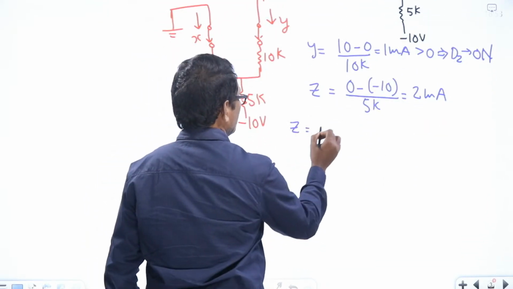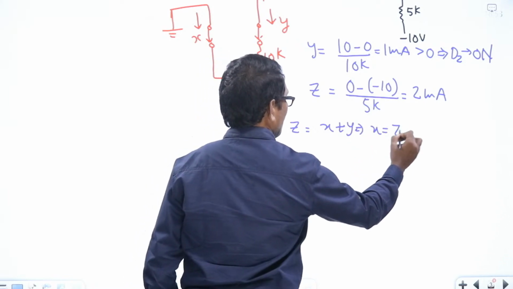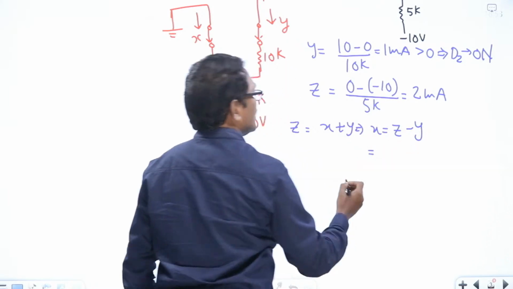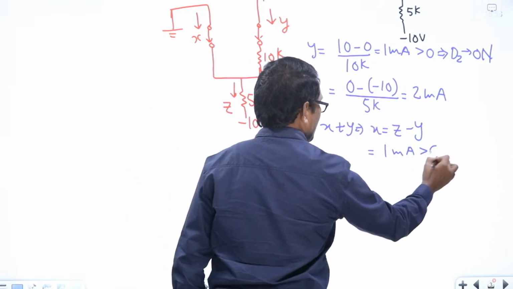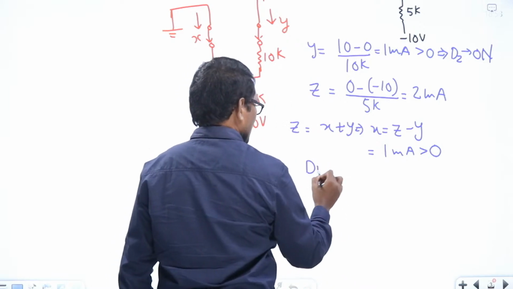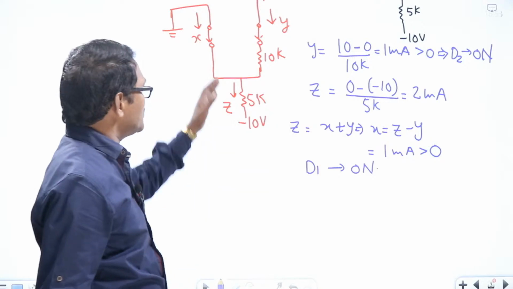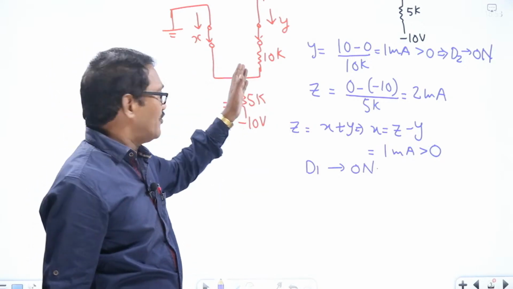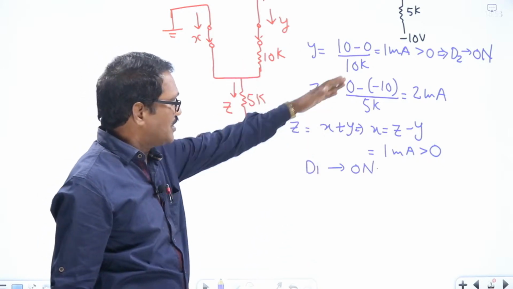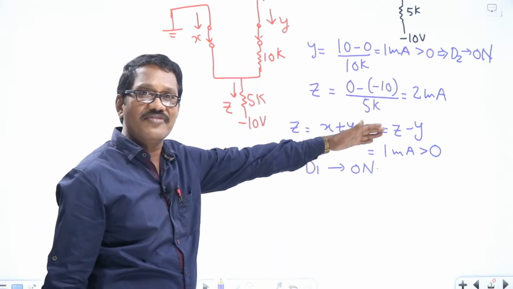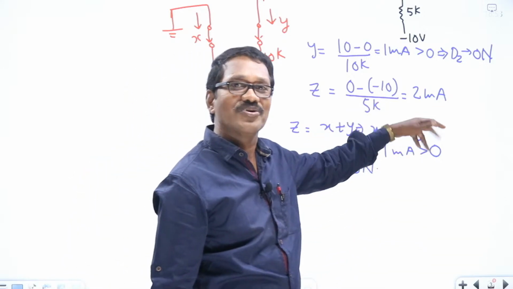Z is equal to X plus Y, that implies X is equal to Z minus Y. X is 1 milliampere, which is greater than 0. Hence you can say that D1 is also in on state. So both the assumptions are correct. We have replaced D1 and D2 with short circuit. Hence, it is practically observed that both D1 and D2 are in on state. That means the assumptions of both the diodes are correct.